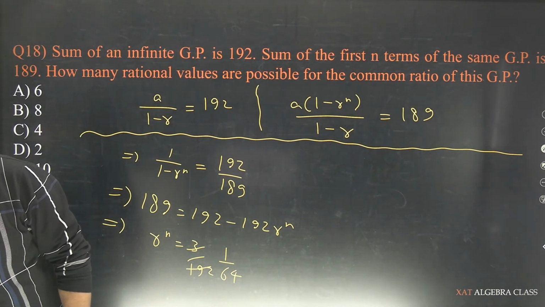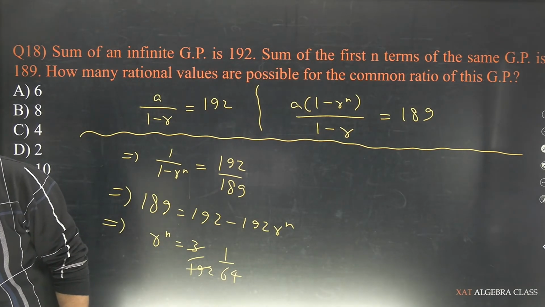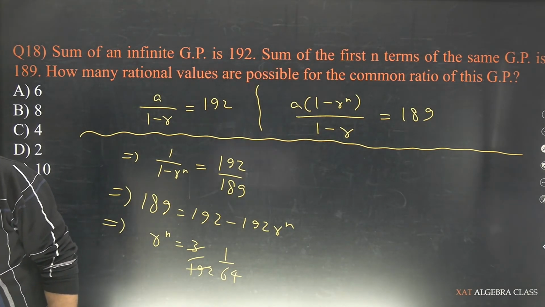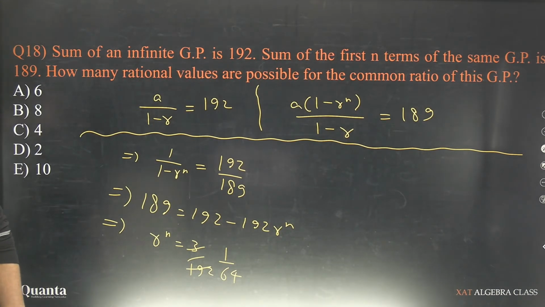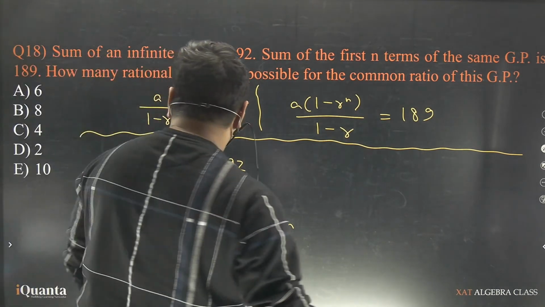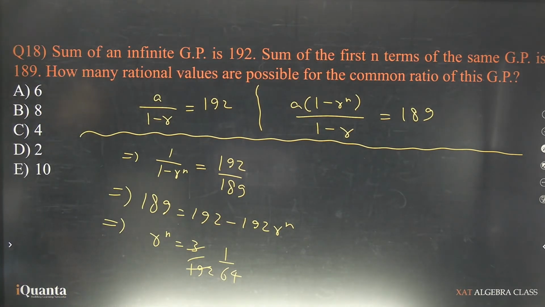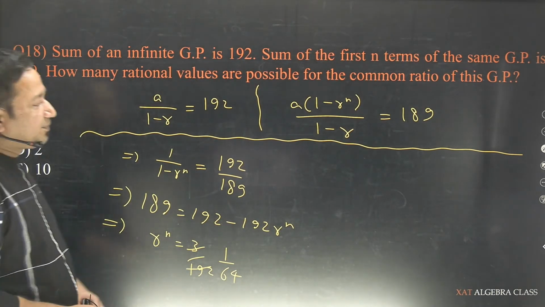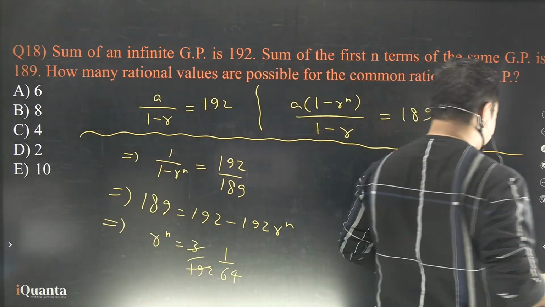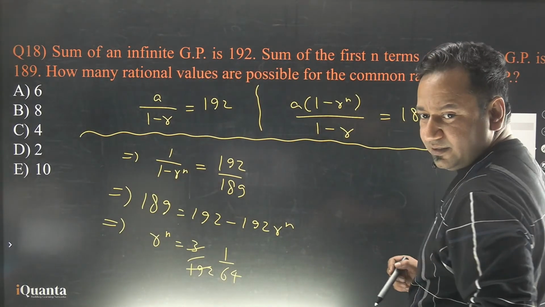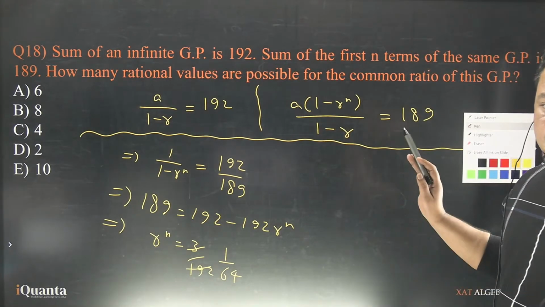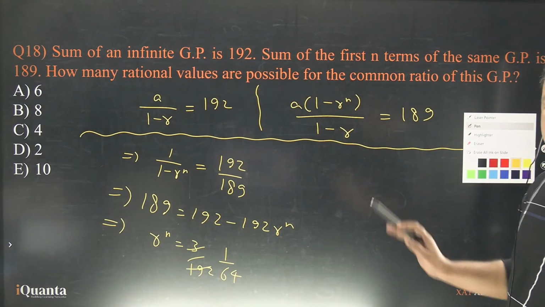And I think a lot of you must have got that. Right? यहाँ तक सबने कर लिया होगा कि R की power n 1 by 64 आ गई. How many rational values are possible for common ratio of this GP? Wow, how many rational values are possible? I'm erasing this, you know. Is this clear, everyone? यहाँ तक clear है सबको?